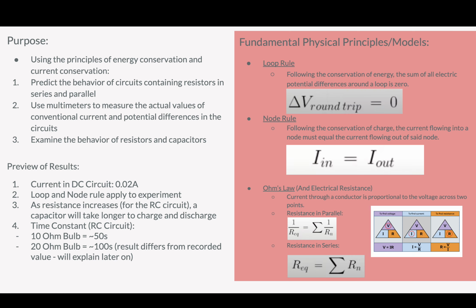The purpose of this lab is using the correct principles of energy conservation and current conservation to predict the behavior of circuits containing resistors in series and parallel, use multimeters to measure the actual values of conventional current and potential difference in the circuits, and examine the behavior of resistors and capacitors.